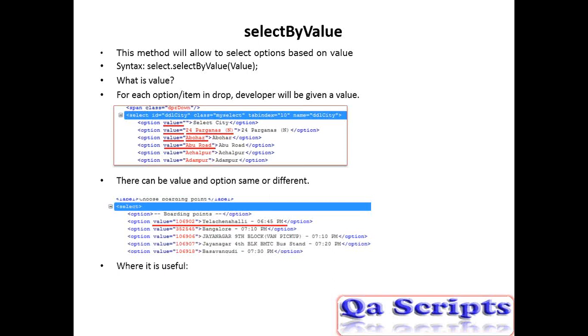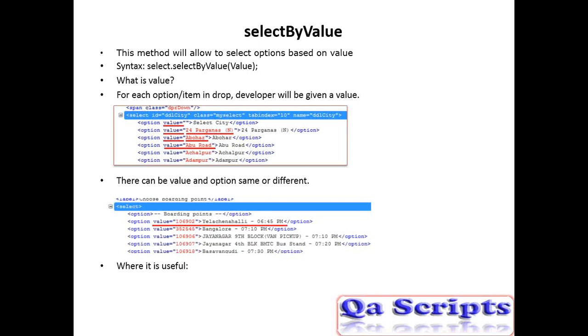Think that you are trying to automate the credit card functionality where we have a month drop down. We have written one generic or reusable method to select an option from the month drop down. If we use the text, as it is displayed in the drop down, then it may differ from website to website.